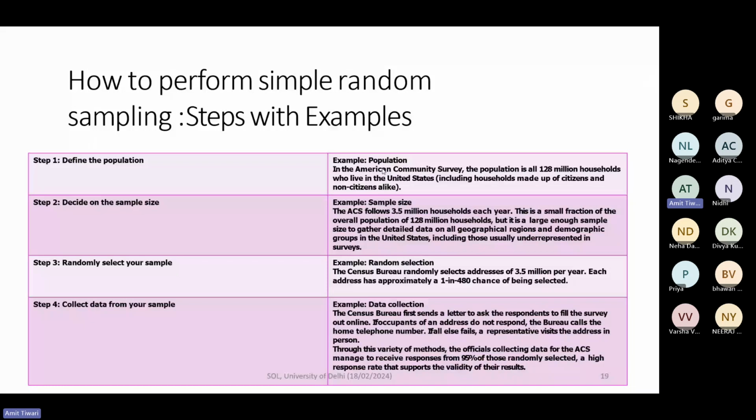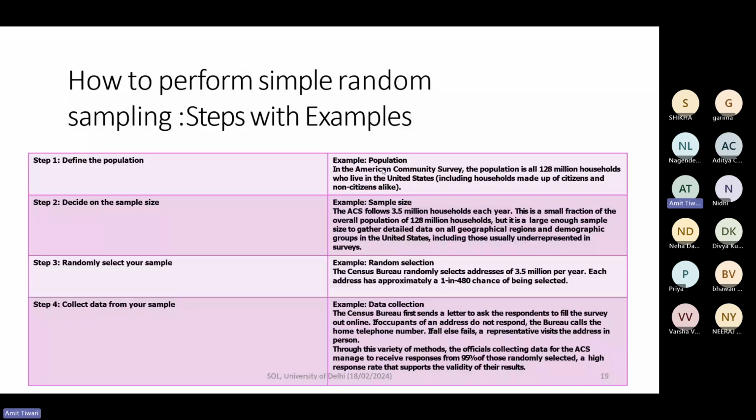Then the third step is to randomly select your sample. So randomly you choose out of 3.5 million. Each address has approximately a 1 in 480 chance of being selected, but everyone has an equal chance, and that is why it becomes simple random sampling. Then the fourth step is to collect data from your sample.